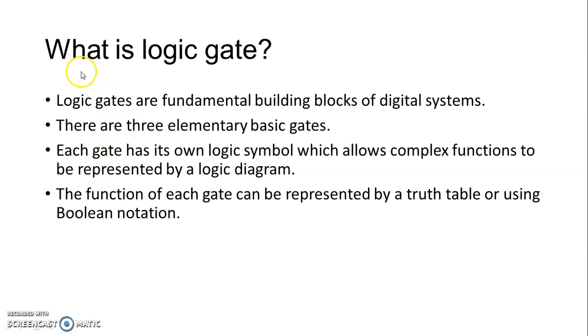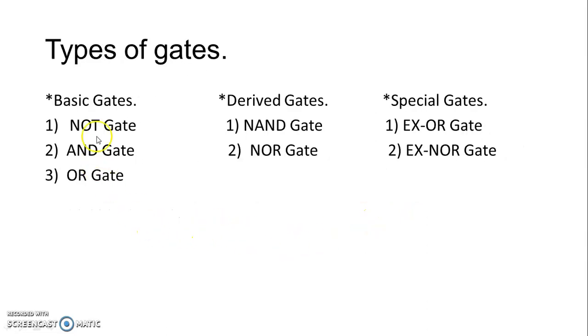Now the question arises, what is a logic gate? Logic gates are fundamental building blocks of digital systems. There are three elementary basic gates. Each gate has its own logic symbol which allows complex functions to be represented by a logic diagram. The function of each gate can be represented by a truth table or using Boolean notation.